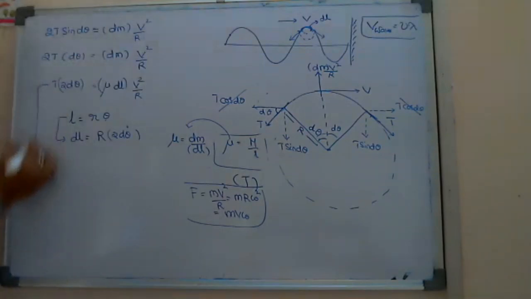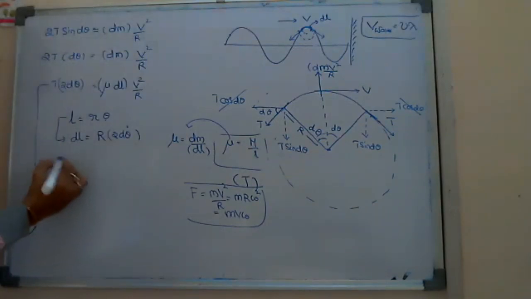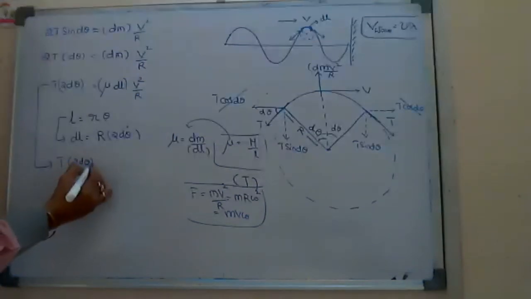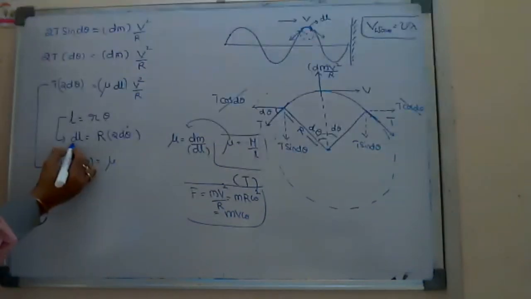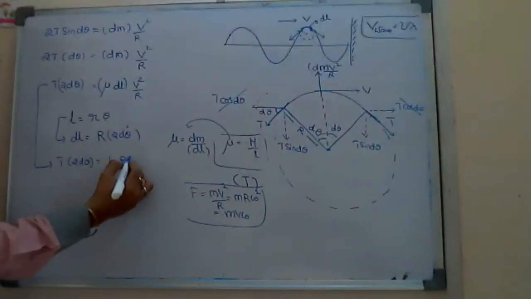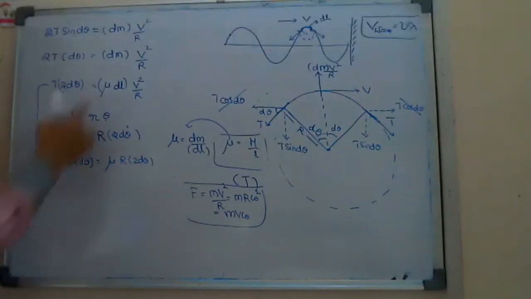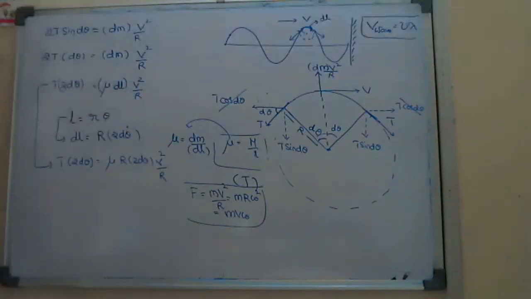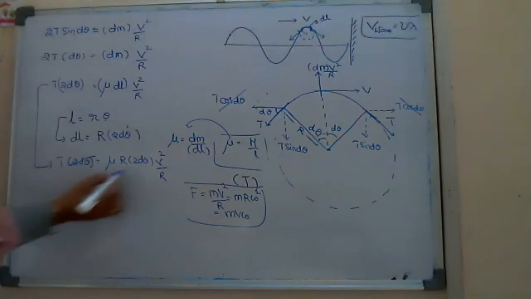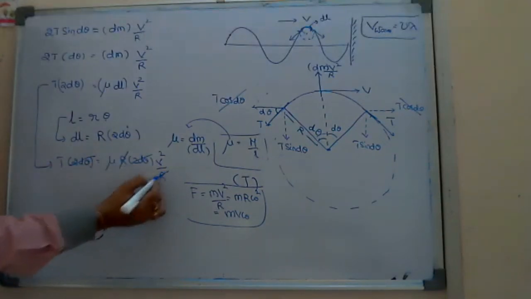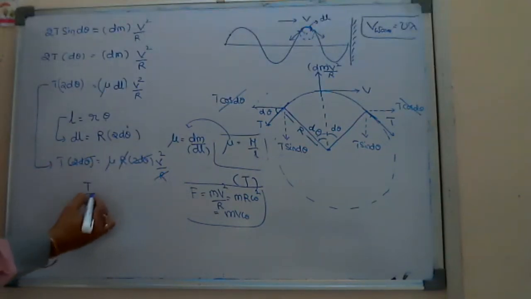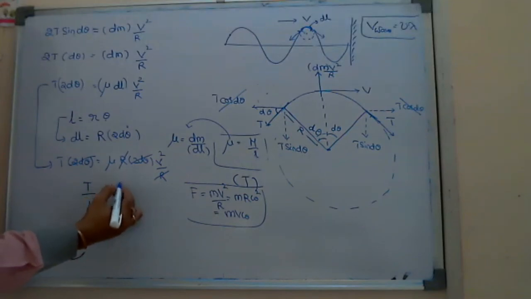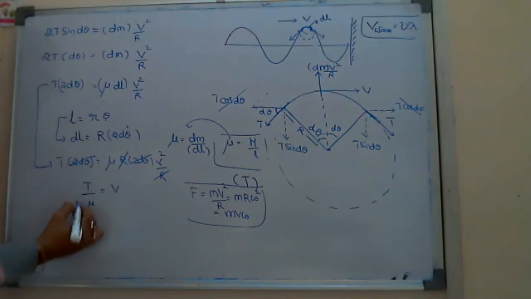Then if I come back to this equation, I write T into 2d theta equals mu into dl into v square by r, where I replace dl with r into 2d theta. Look here: 2d theta cancels, r cancels. T by mu equals v square. Therefore, the velocity of the wave is root of T by mu.